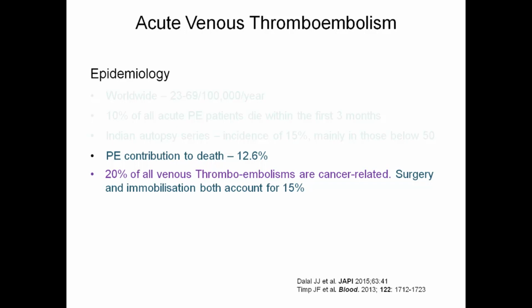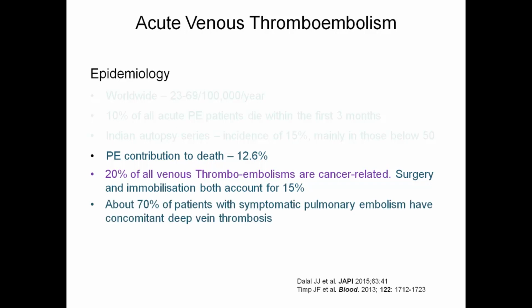About 70% of these patients will have symptomatic PE. Okay? And those who have symptomatic PE have concomitant deep venous thrombosis. So if you see a scan in which there is a pulmonary thromboembolism, and you do an ultrasound, you will find 70% of them will have DVTs.